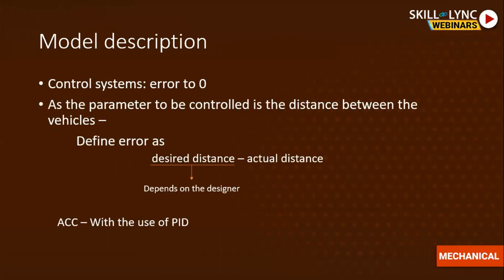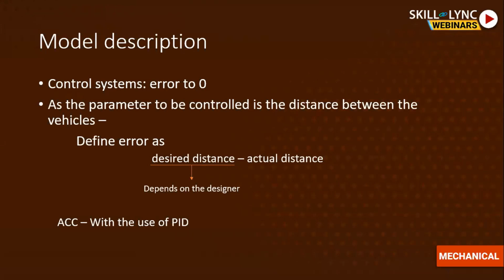Now, the description of the model goes like this. The basic need of a control system is to attenuate the error, or push the error to zero. In a control system, you have a desired value and the actual value. You get the discrepancy between these two values, and the aim of your control system is to make this difference zero, so basically push your actual value to the desired value.